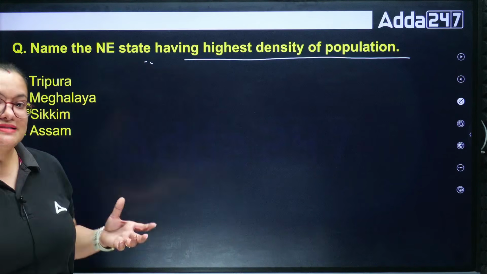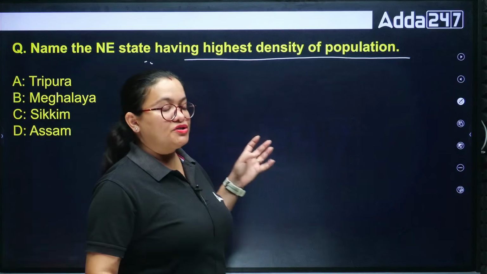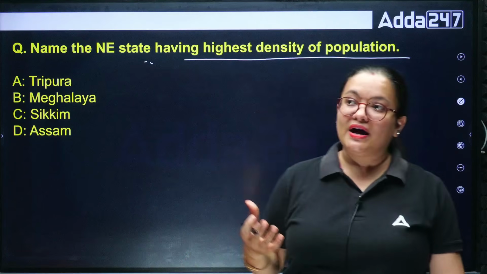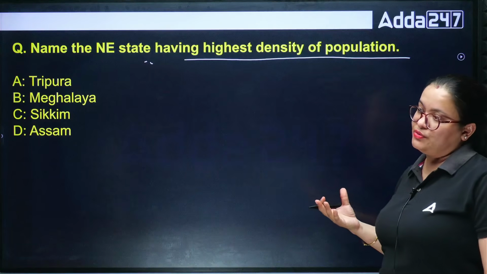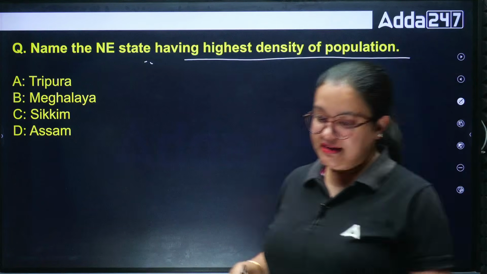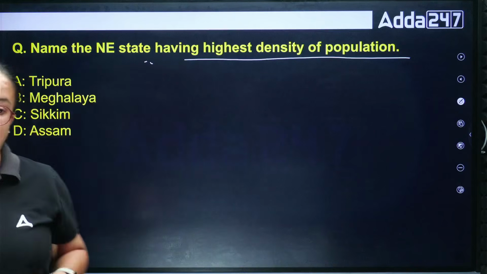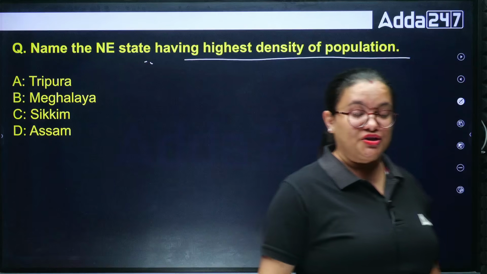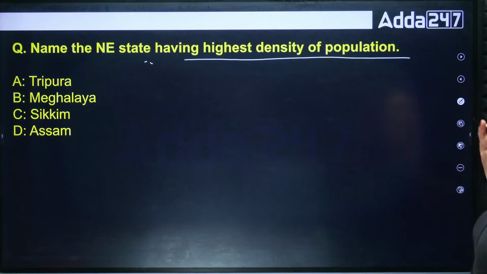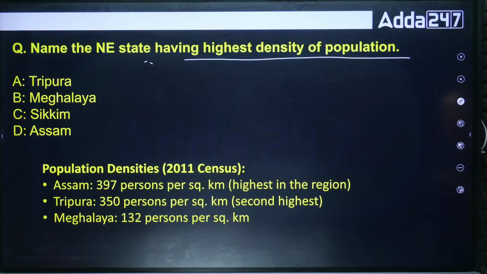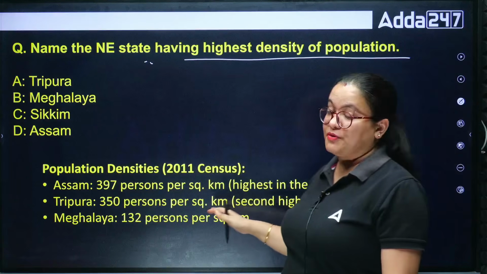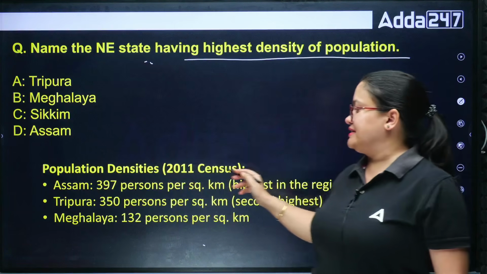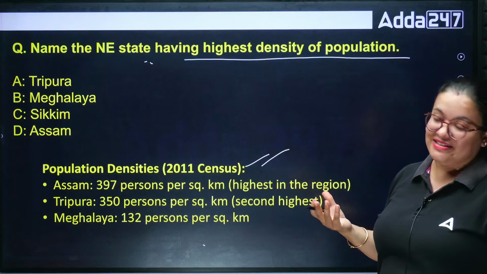So the maximum questions nowadays are asked about having the highest density. Some of the time it is also asked about those states which have a 100% literacy rate. So what will be the answer whenever we ask about the northeastern states that have the highest density of population? Among the density of population, the first is Assam, the next is Tripura, while the third is Meghalaya. Do remember, these are the first, second and third states. Population density, this was according to the last 2011 census.